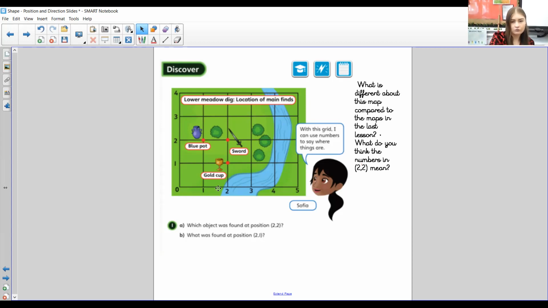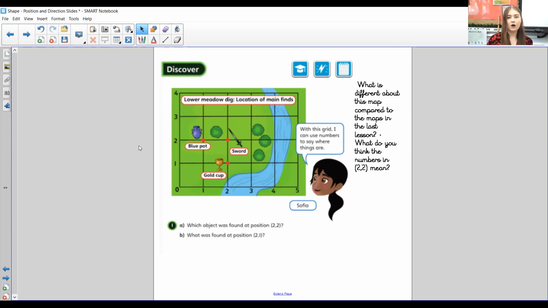So we could either go across 2 and up 1, or we could go up 2 and across 1. So you might have got the blue pot, or you might have got the gold cup. Okay, so here I need to give you a teaching point. I need to give you some information that helps you with coordinates.